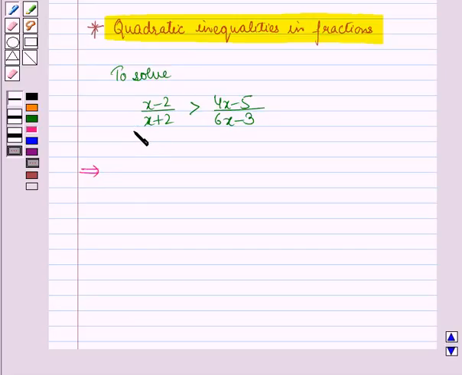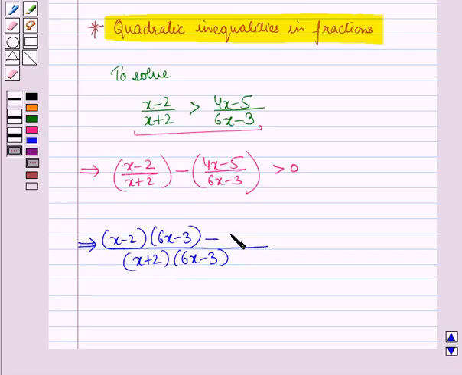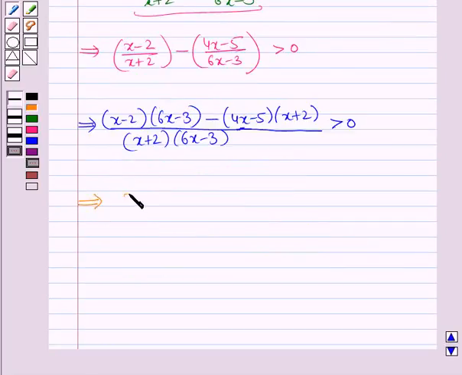For this, we will take all the terms of the given inequality on the left side, that is (x - 2)/(x + 2) - (4x - 5)/(6x - 3) is greater than 0, and then we will take the LCM of the denominators, that is (x + 2)(6x - 3) in the denominator, and in the numerator it will be (x - 2)(6x - 3) - (4x - 5)(x + 2) is greater than 0. Now in solving the numerator, we get (2x² - 18x + 16)/((x + 2)(6x - 3)) is greater than 0.